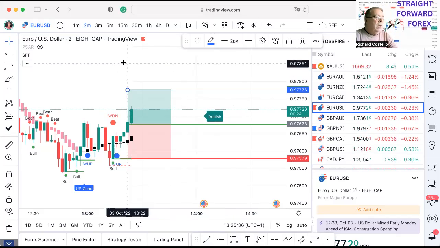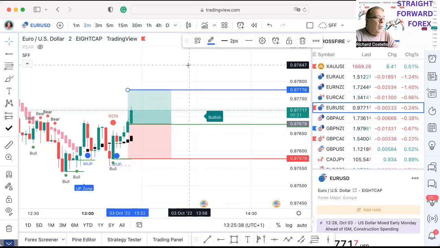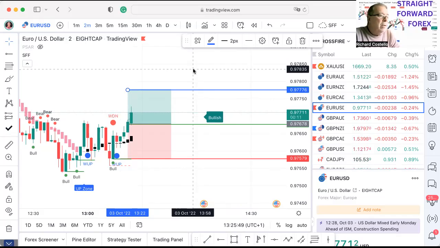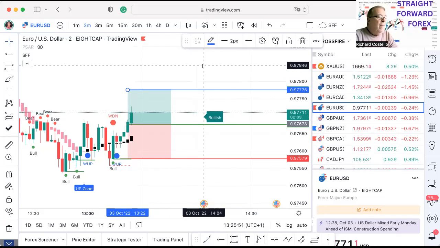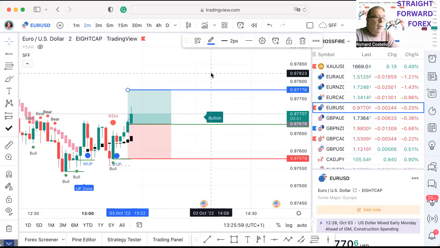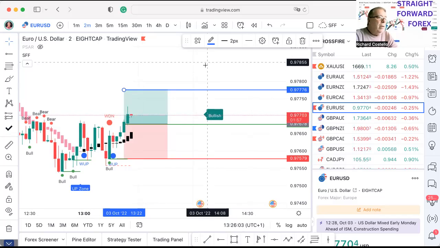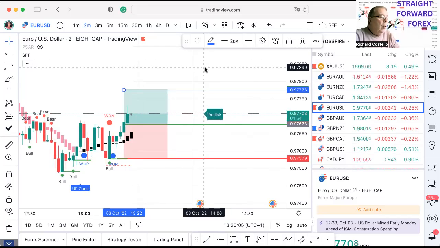Because we're working on the 2-minute time frame, these trades don't take long. I'm just conscious I don't want this video to go on for too long, so I'm just going to wait. We've got 12 seconds left on this candle. I'm going to wait and see where this candle closes, and then I'm going to close the video. So we've got a new candle forming now, and it's just having a little bit of a pullback there.